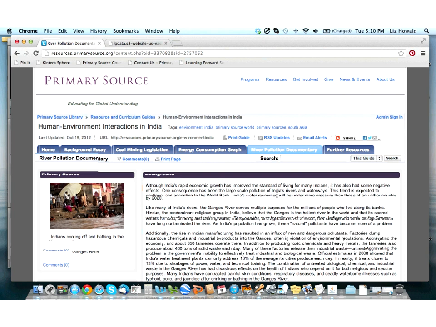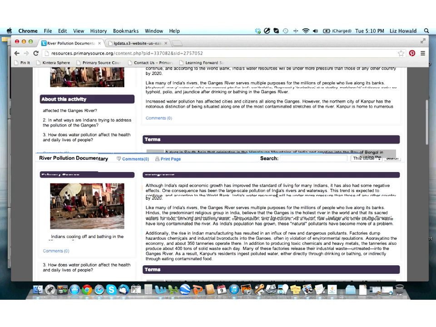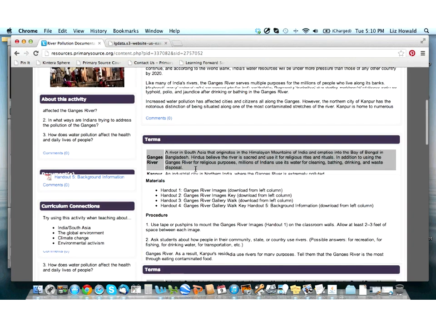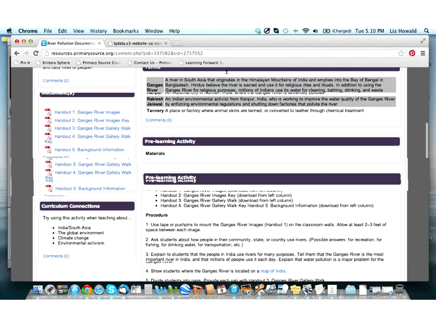So again, we see these familiar parts of the activity: the background, the key question, the terms, the key documents over here, and the pre-learning activity.